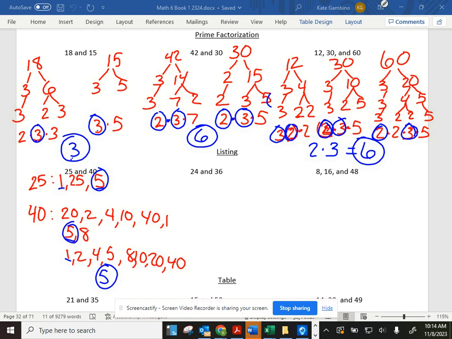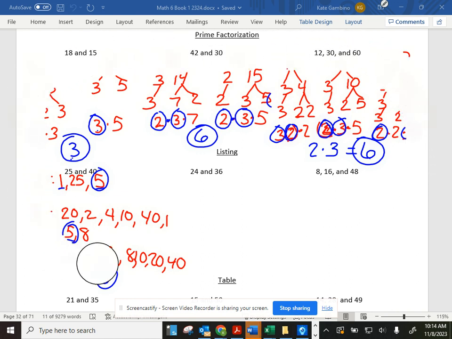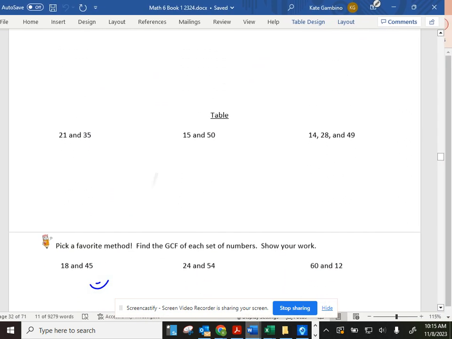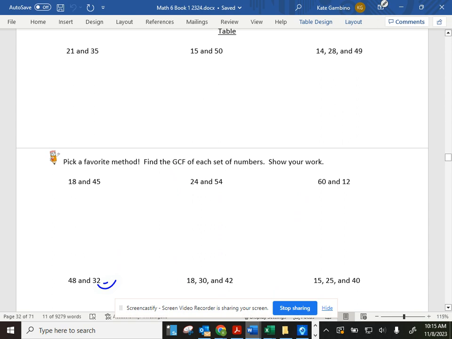I'm going to have you list the other two sets of numbers on your own, checking to make sure that we don't miss any factor pairs. So now let's look at how we do the table method.